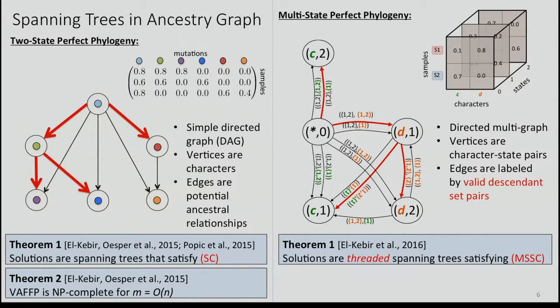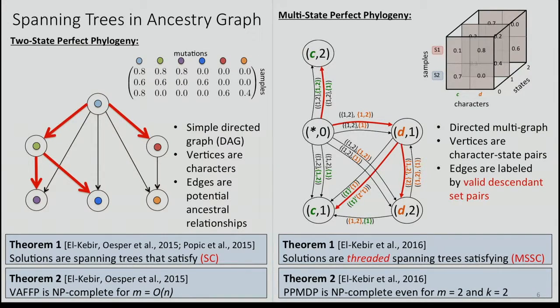Now let's go to the multi-state case. Here the situation is more complicated. Instead of a simple graph, we have a multi-graph with multi-edges. The nodes correspond to character state pairs, and the multi-edges are labeled by valid descendant set pairs. We have to keep track of descendant sets, which we don't know a priori, so we look at all possible descendant sets, but we only look at valid descendant set pairs. And in fact, we still want to do the same thing: find a spanning tree that satisfies this generalized, multi-state sum condition.